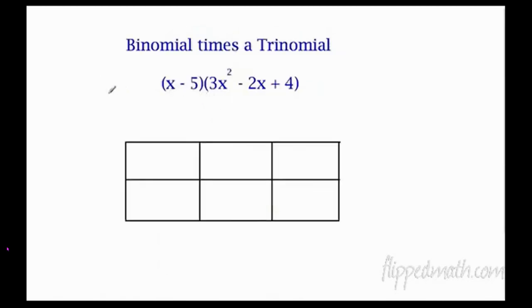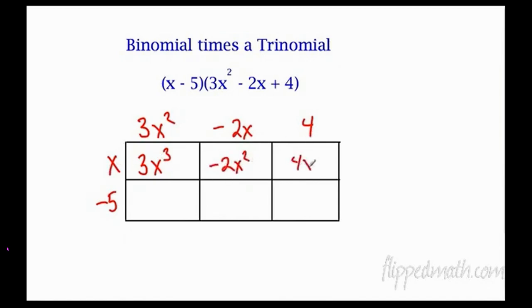Binomial times a trinomial in the house. X minus 5. All right, up here, 3x squared minus 2x plus 4. I'm multiplying. X times 3x squared is 3x to the third. Remember, add exponents. X times negative 2x is negative 2x squared. X times 4 is 4x. Down here, negative 5 times everything up here. Negative 5 times 3x squared is negative 15x squared. Negative 5 times negative 2x is 10x. And then negative 5 times 4 is negative 20.